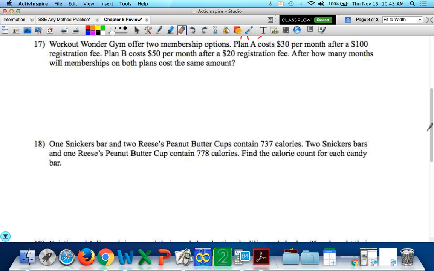17, okay? We're talking about a gym that offers 2 memberships. Plan A is $30 a month after a $100 registration fee. Plan B is $50 a month after a $20 registration fee, okay? So one of them has a $20 registration fee, but costs $50 a month, so it's more expensive per month, okay? But it has a cheap fee to start now.